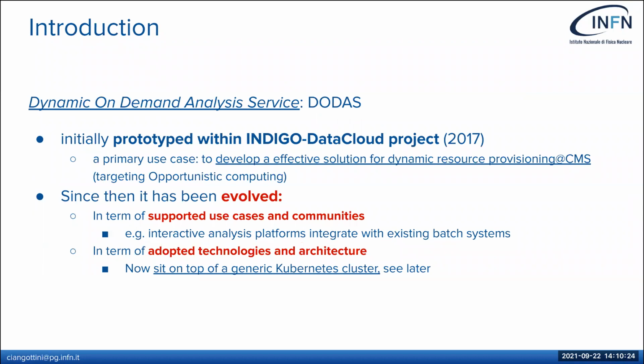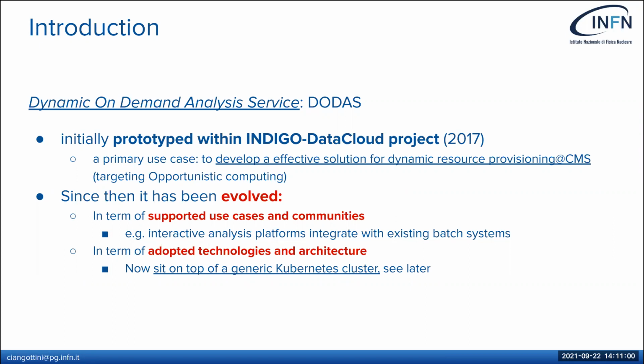So what's DODAS? First of all, the acronym stands for Dynamic On-Demand Analysis Service. It was initially prototyped back in 2017, in the context of the Indigo Data Cloud project. The primary use case for which it was born is dynamic resource provisioning for the CMS experiment, in particular targeting the utilization of opportunistic computing.